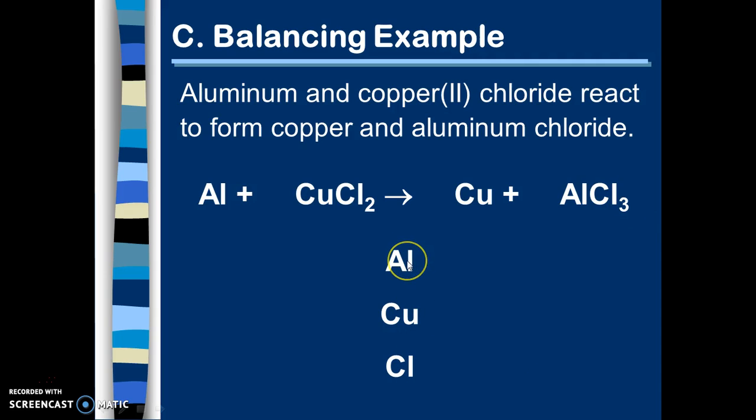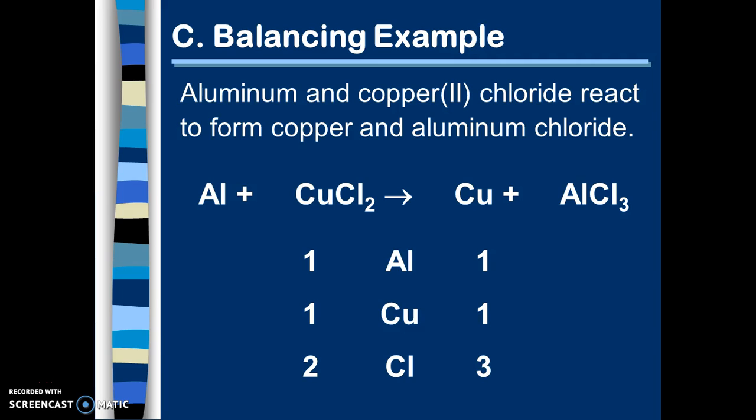So I have 3 elements. I have aluminum, I have copper, and I have chloride, or chlorine, in my reaction. So to start out with, I'm going to put down how many of each I have. On the aluminum, I have 1 aluminum on both sides. I have 1 copper on both sides.